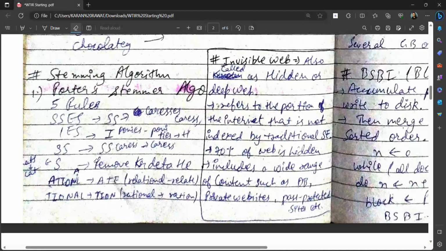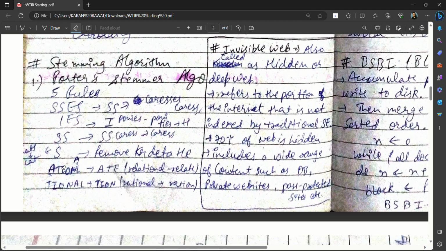Next, if you have SS, then there is no need to convert it. That will remain the same, SS will not convert. It will remain the same, SS. You can say the example caress, that is the same. Caress cannot be further reduced, because this is basically its base form. Another rule: if you have S at the end of any word, when you are applying the Porter stemmer algorithm and doing the stemming, just remove the S from that word and you will get your result. An example: you have cats, remove that S, and now that will become cat, its base form, no issue.